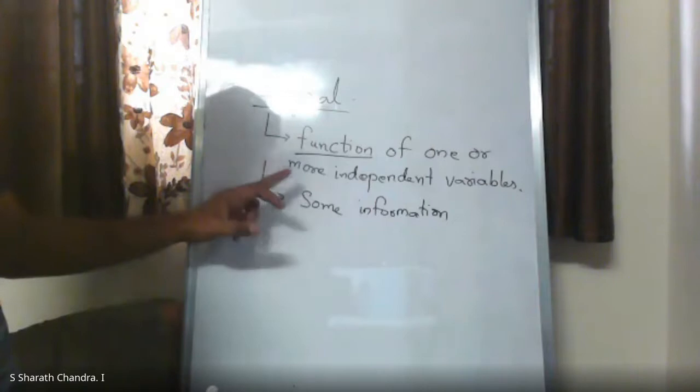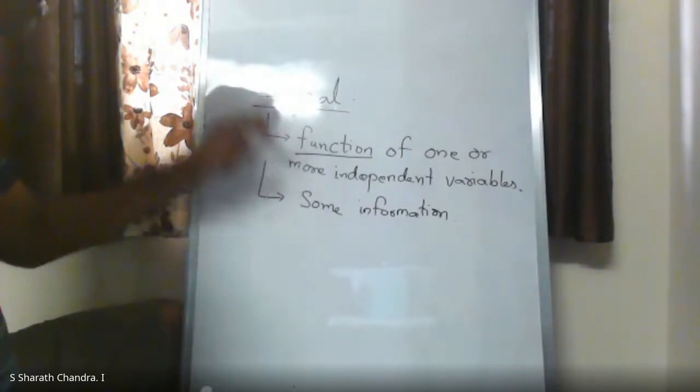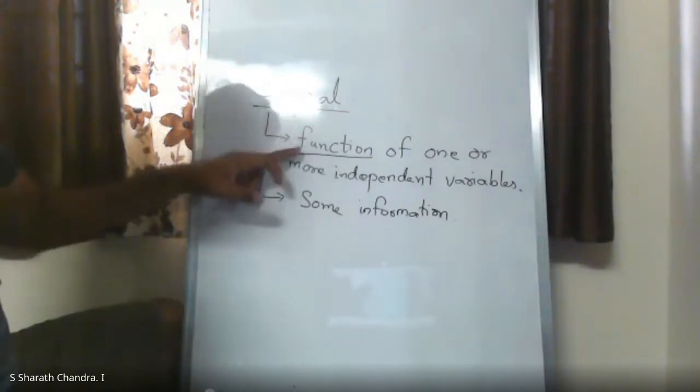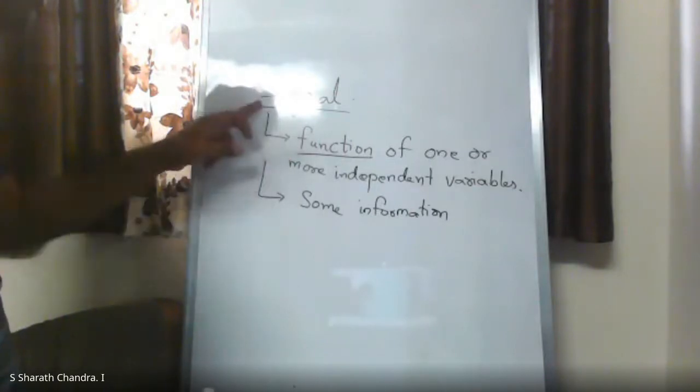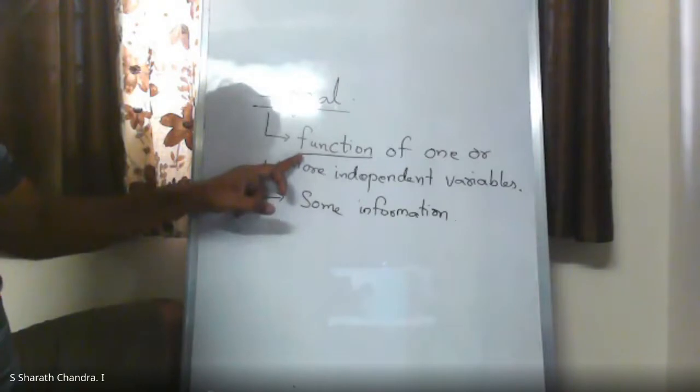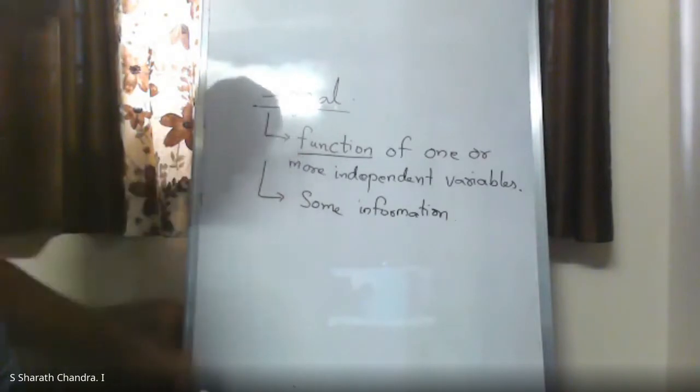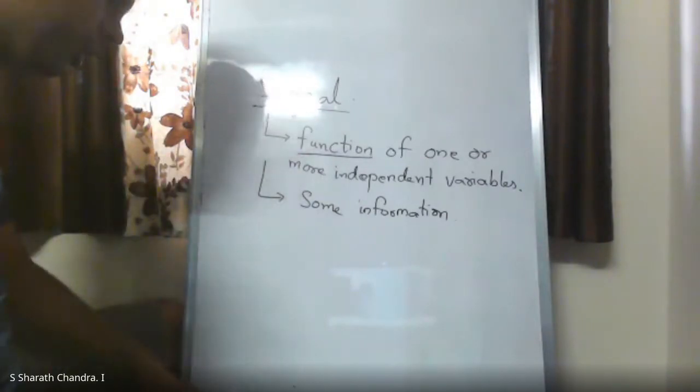So this is the prime difference between mathematical functions and signals. A signal is also a function which carries some information. All the signals are functions, but all functions are not signals. You need to understand this point clearly.